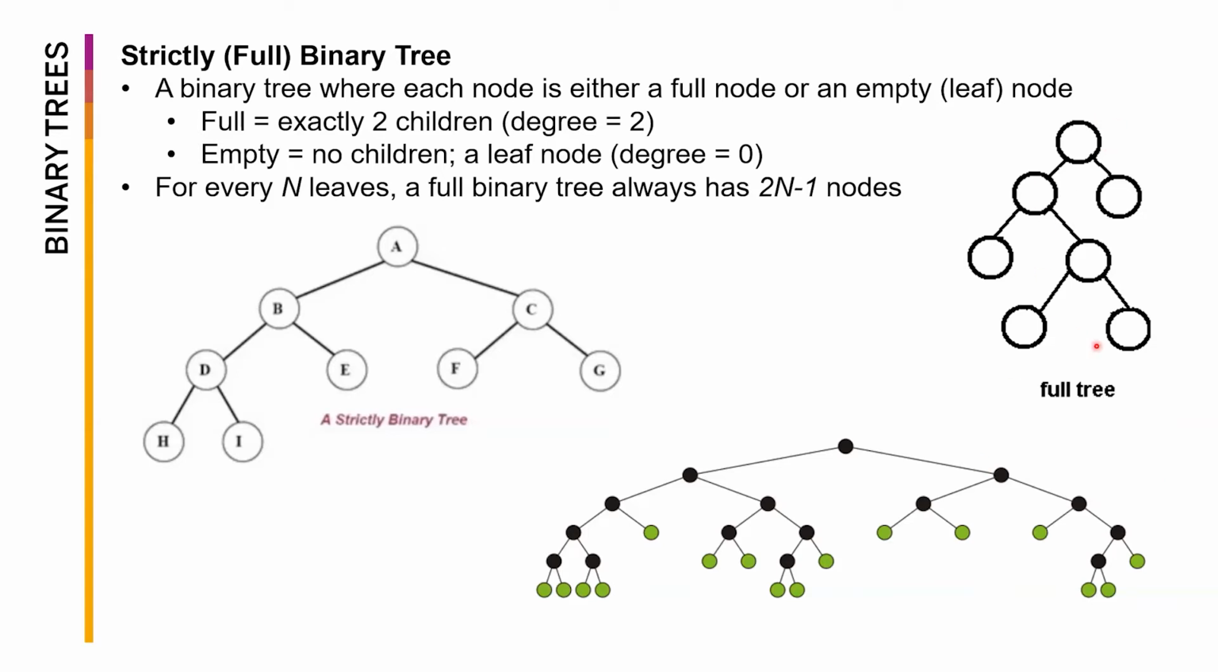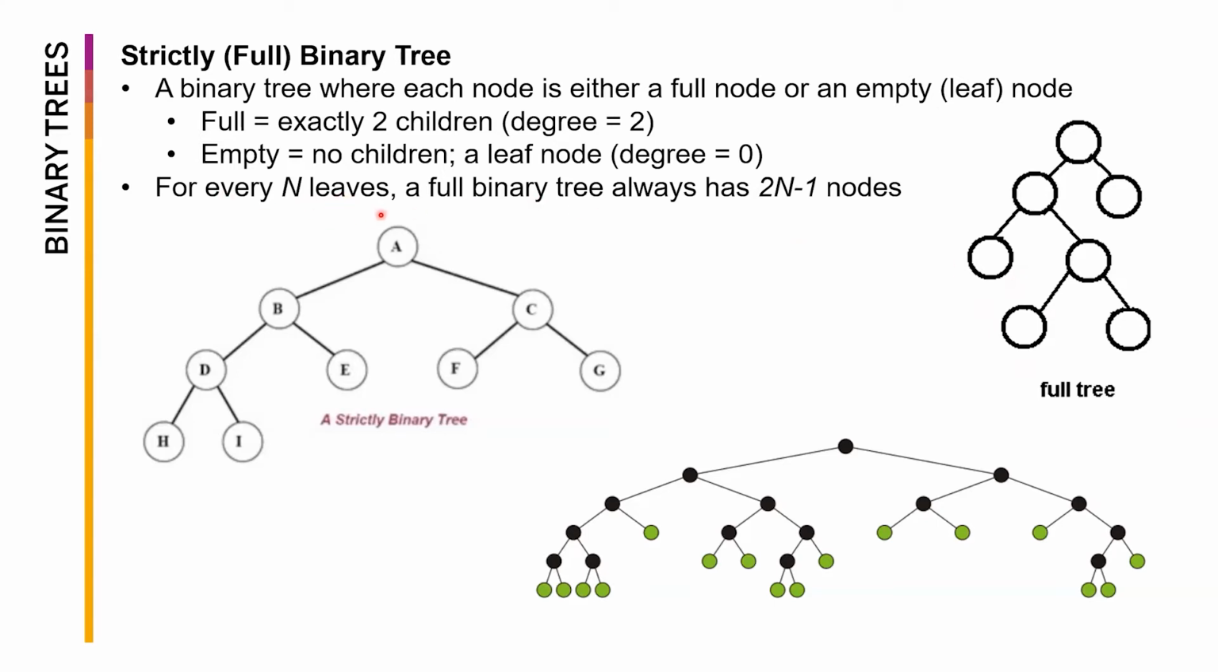Now you can also have a tree like this where the left child doesn't have a subtree, but the right child has a subtree. So that means this still falls under the definition of a full binary tree, as long as the nodes have a degree of 0 or 2, but not 1. That's the meaning of a full binary tree.